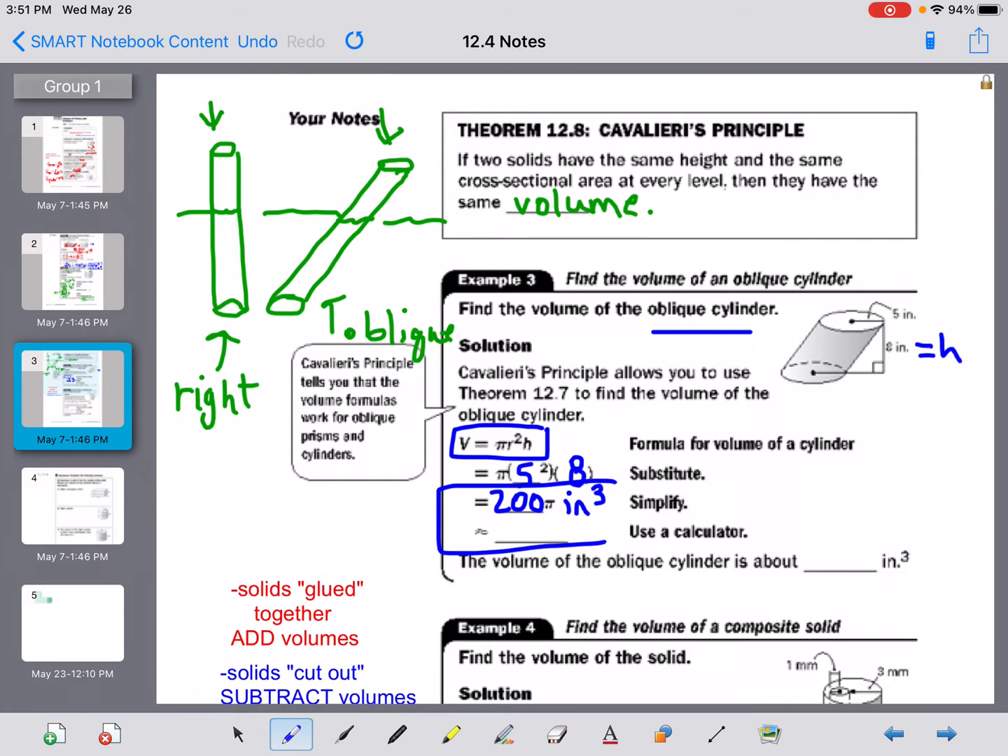But if I have to buy, let's say, some copper to fill that or something like that, I need to know exactly the inches cubed. Run that through your calculator, and it's approximately 628.3 inches cubed. Okay? So, by the way, we don't want to find surface area of that slanted oblique figure, but volume we can use the same formula for, okay, but not surface area.